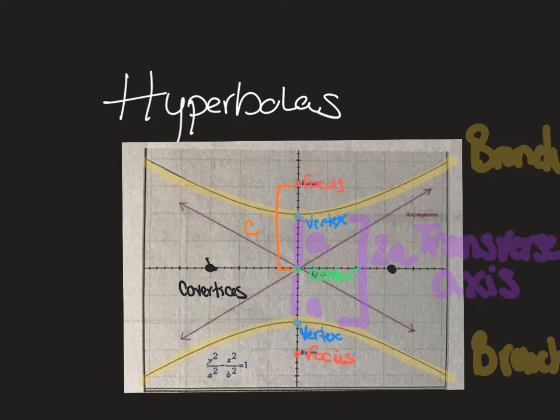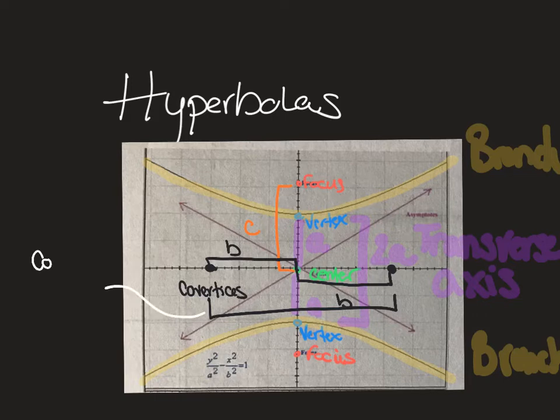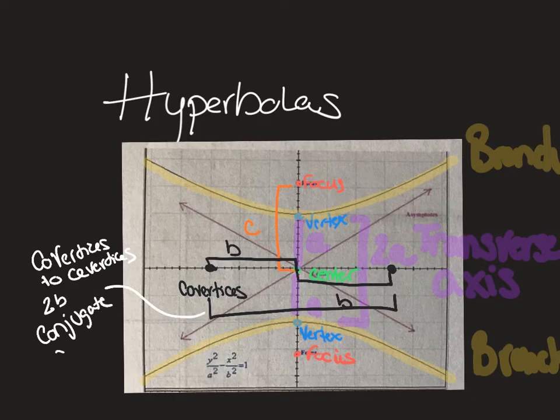And the distance from a co vertex to the center is called B. Center to a co vertex is B. So this whole thing in here, from co vertex to co vertex, is 2B, and it's called the conjugate axis.